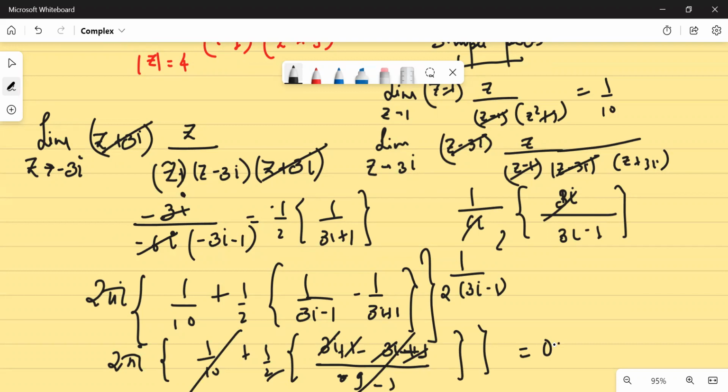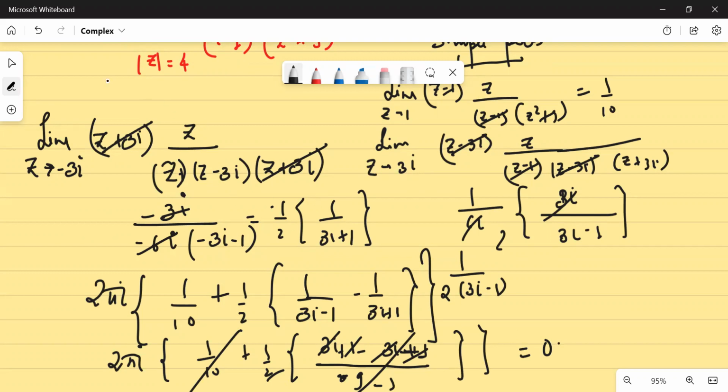It's easy enough to see the answer. Should we move ahead? Yes, sir. Okay, so let us move ahead and do a few more problems and try to strengthen this concept of calculus of residues.